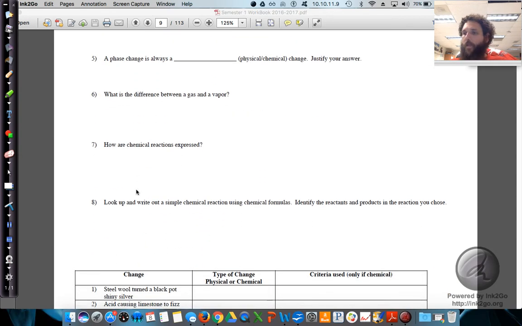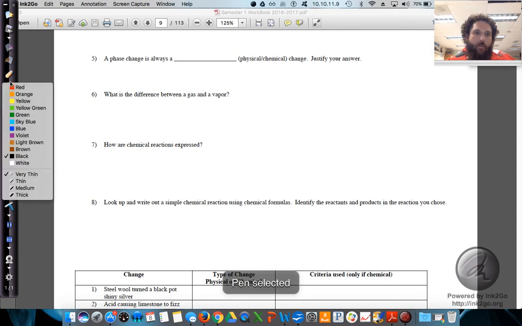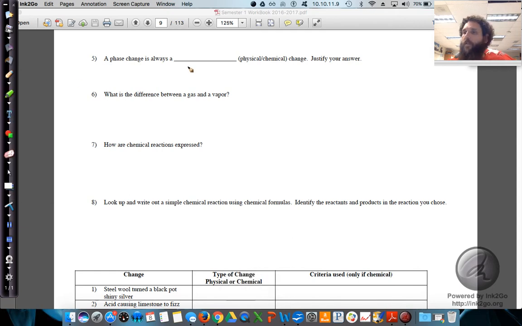We've hit this several times, but let's just make sure. We have the phase changes. So this is going to be like liquid water changing to a vapor. And this is always, ladies and gentlemen, a physical change. Make sure that you have that. It's always physical. This is still water, no matter what.